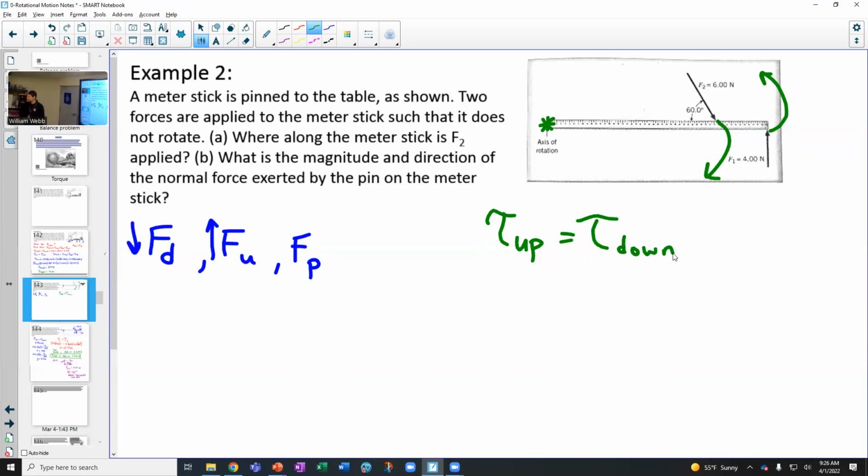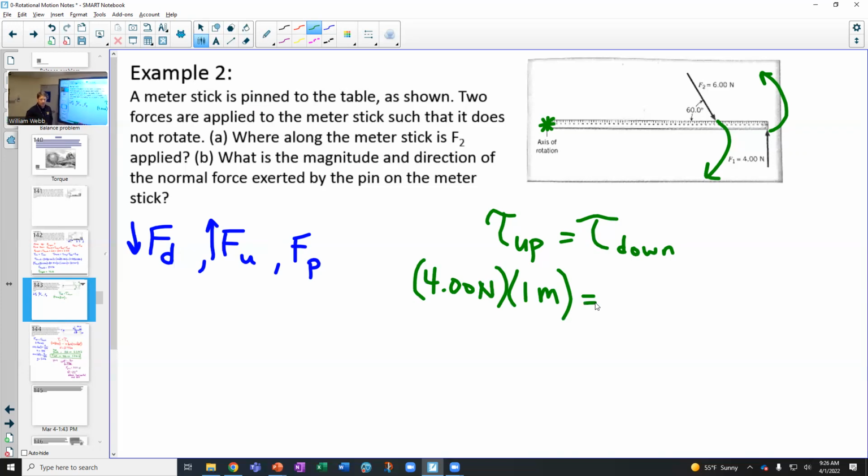We good with that? All right. Well, the torque up is easy. What's the force? 4 newtons. What's the distance? 1 meter. Do I need the sine of an angle? No, I can put sine of 90 if I want, but I can just skip it since it is 90.